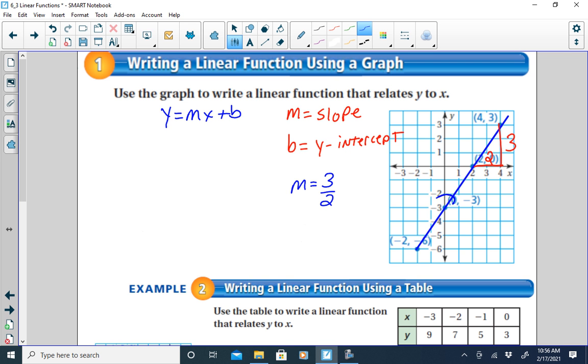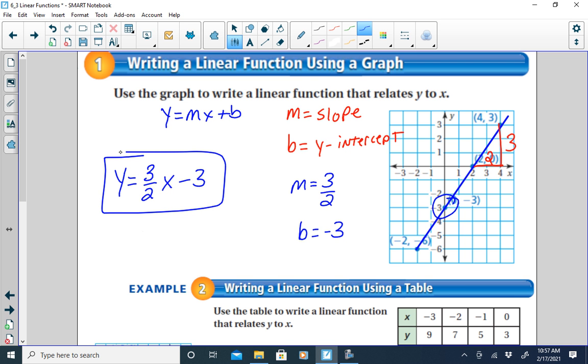Your y-intercept is here, where the line crosses the y-axis. This line crosses the y-axis at -3, so our b, our y-intercept, is -3. To write the equation of the line, we need our slope and our y-intercept. So y is equal to our slope of 3 over 2 times x minus 3. There's our equation of the line in the form y is equal to mx plus b. So we have written a linear function that relates y to x.